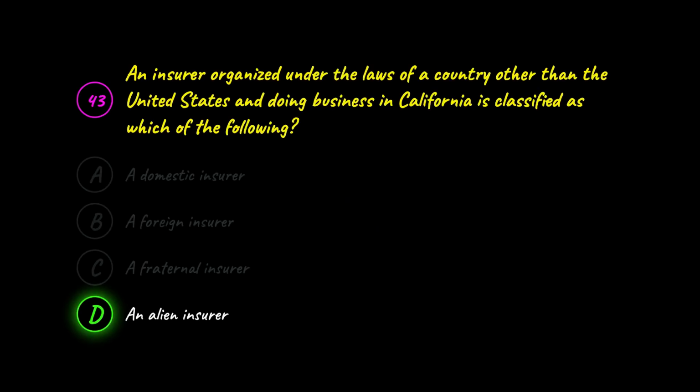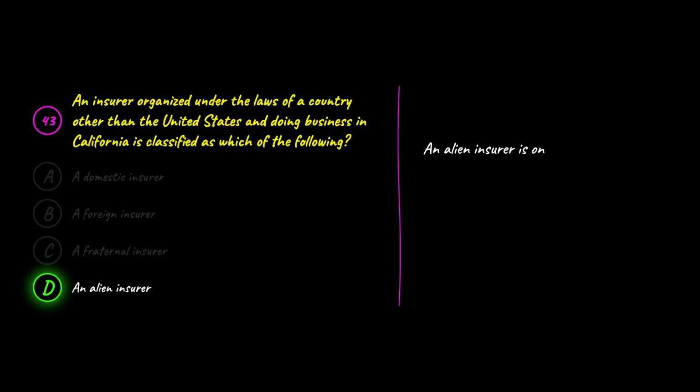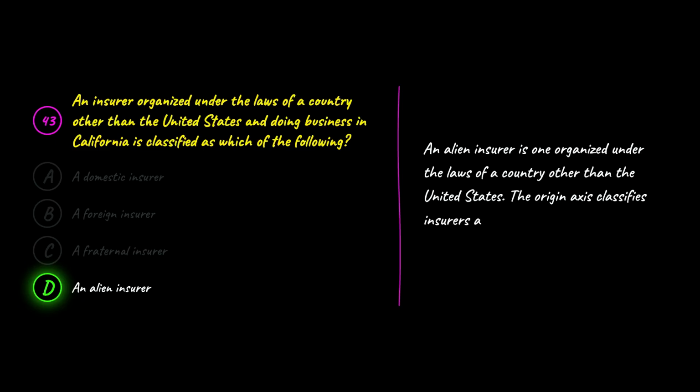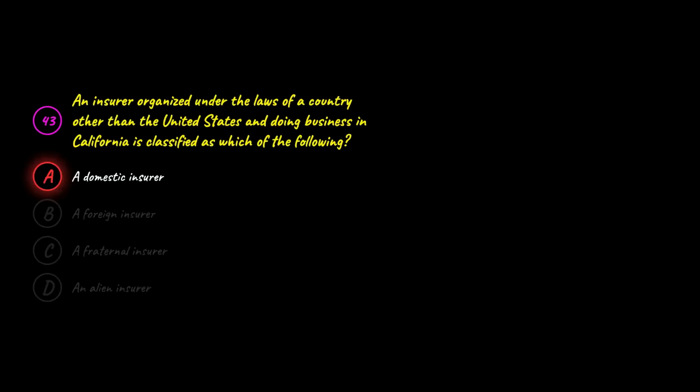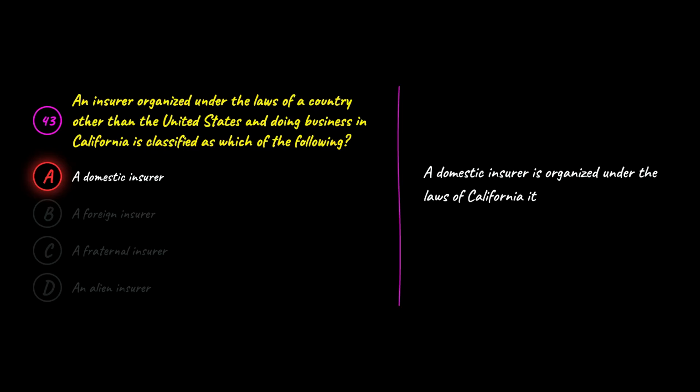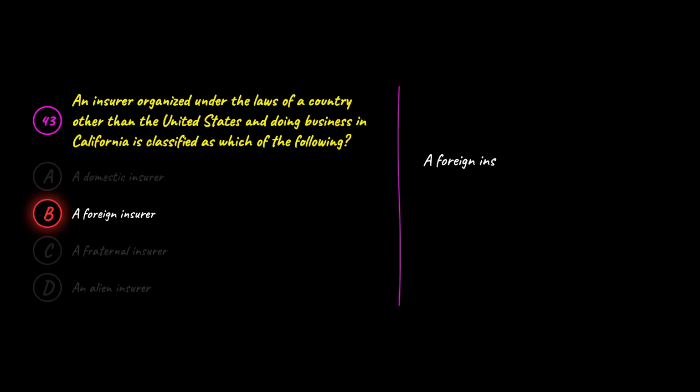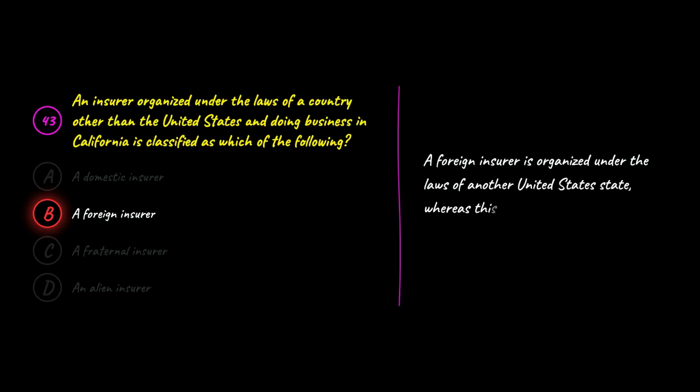The correct answer is D. An alien insurer. D is correct because an alien insurer is one organized under the laws of a country other than the United States. The origin axis classifies insurers as domestic, foreign, or alien based on where they were organized. A is wrong because a domestic insurer is organized under the laws of California itself, not under the laws of a foreign country. B is wrong because a foreign insurer is organized under the laws of another United States state, whereas this insurer comes from another country entirely.